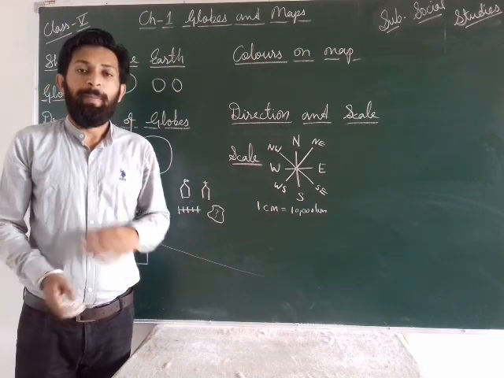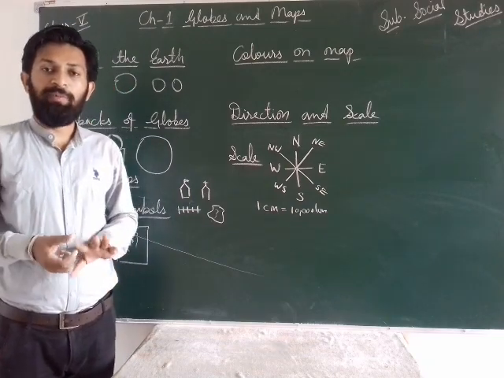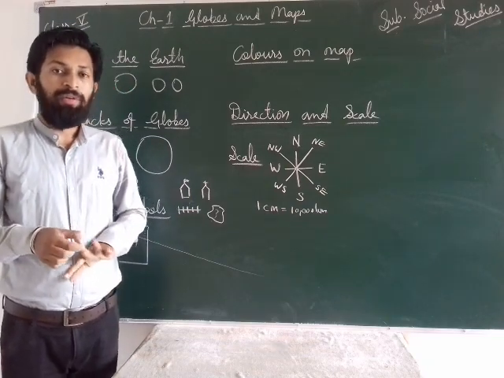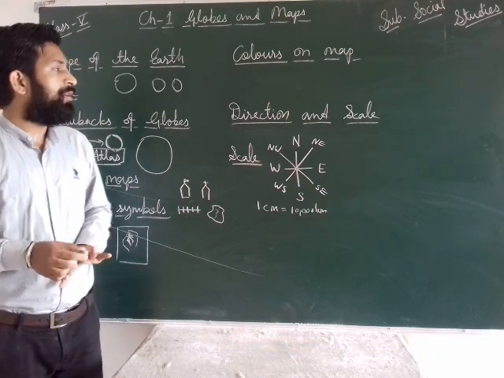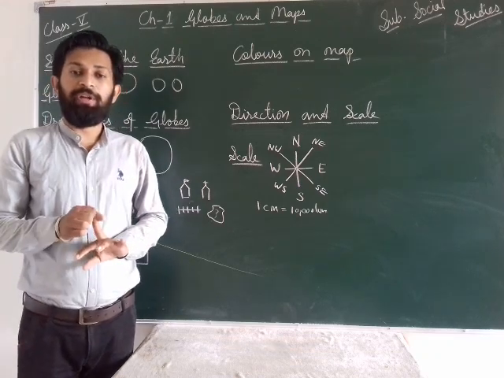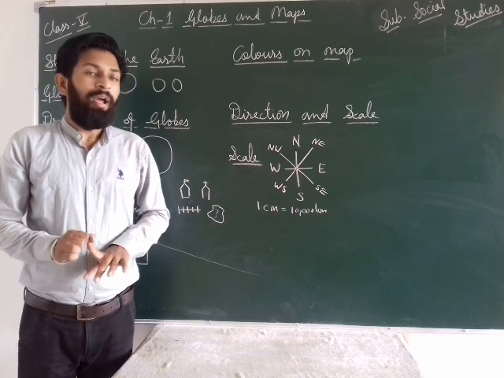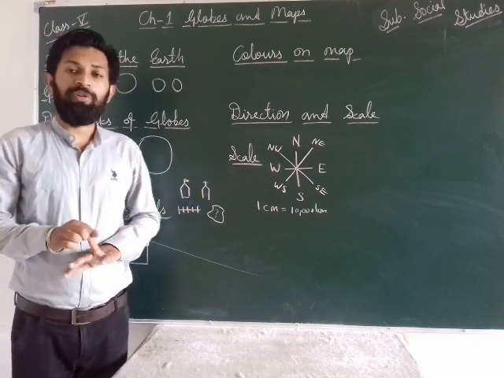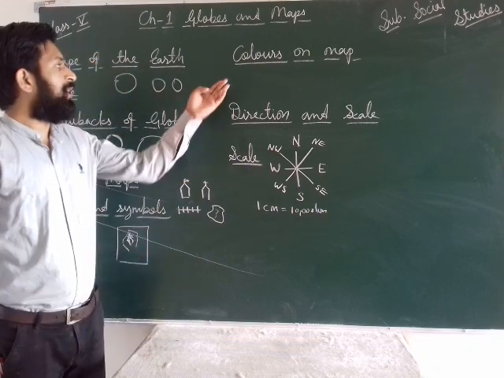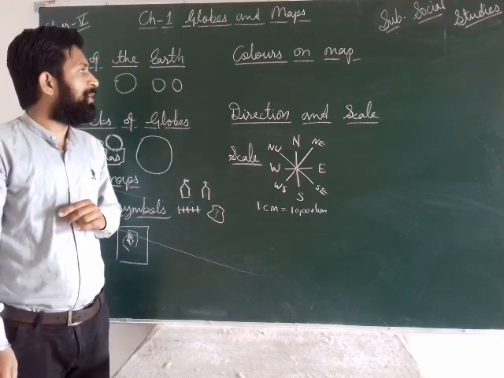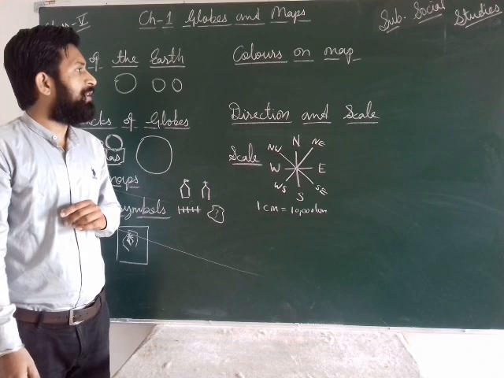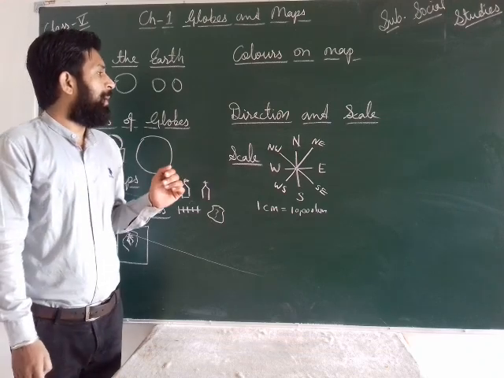Colors on maps. Many types of colors are used on maps, like blue, brown, green, and many more. Brown is used for representing the mountains, green is used for representing ground, and blue is used for representing water bodies, and other colors are also used on the maps for easily demonstrating that type of place on the map.